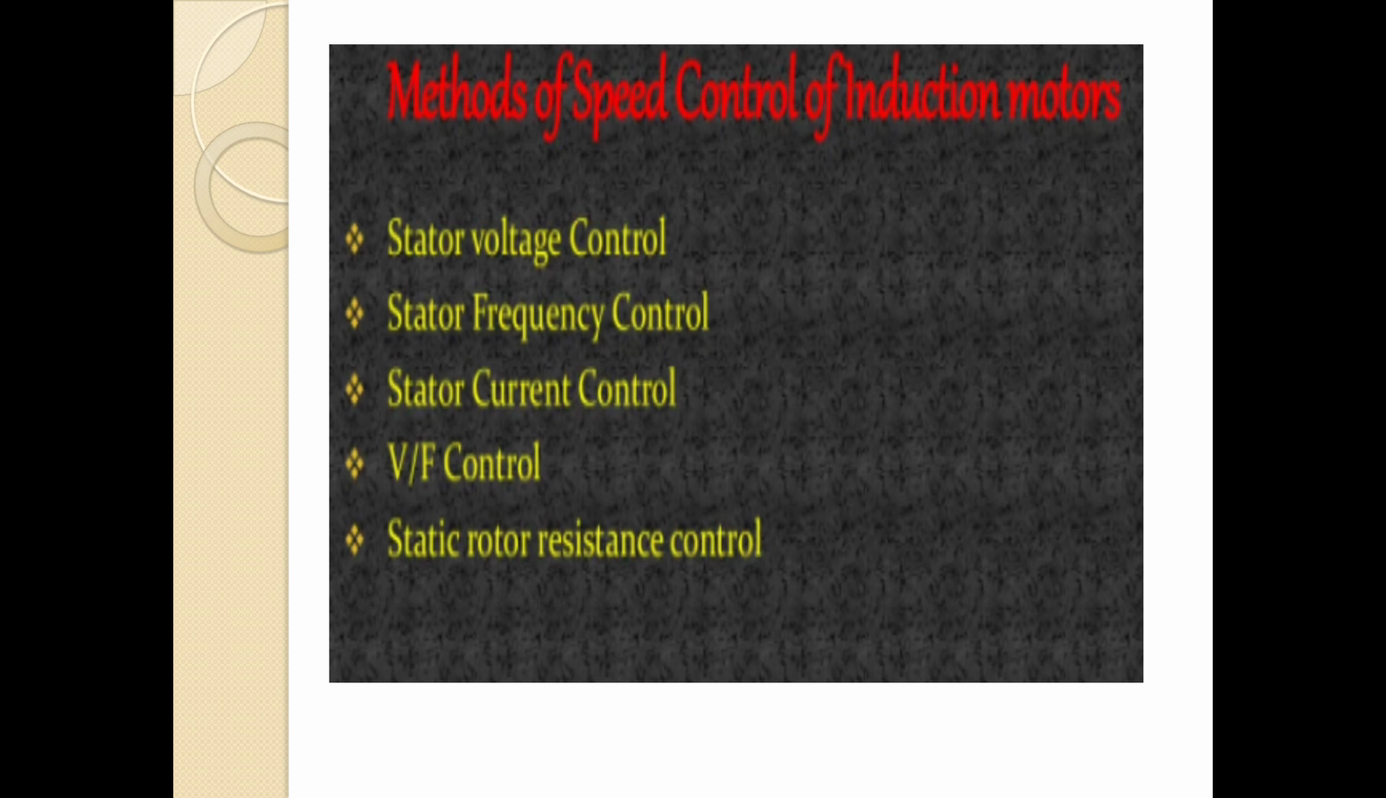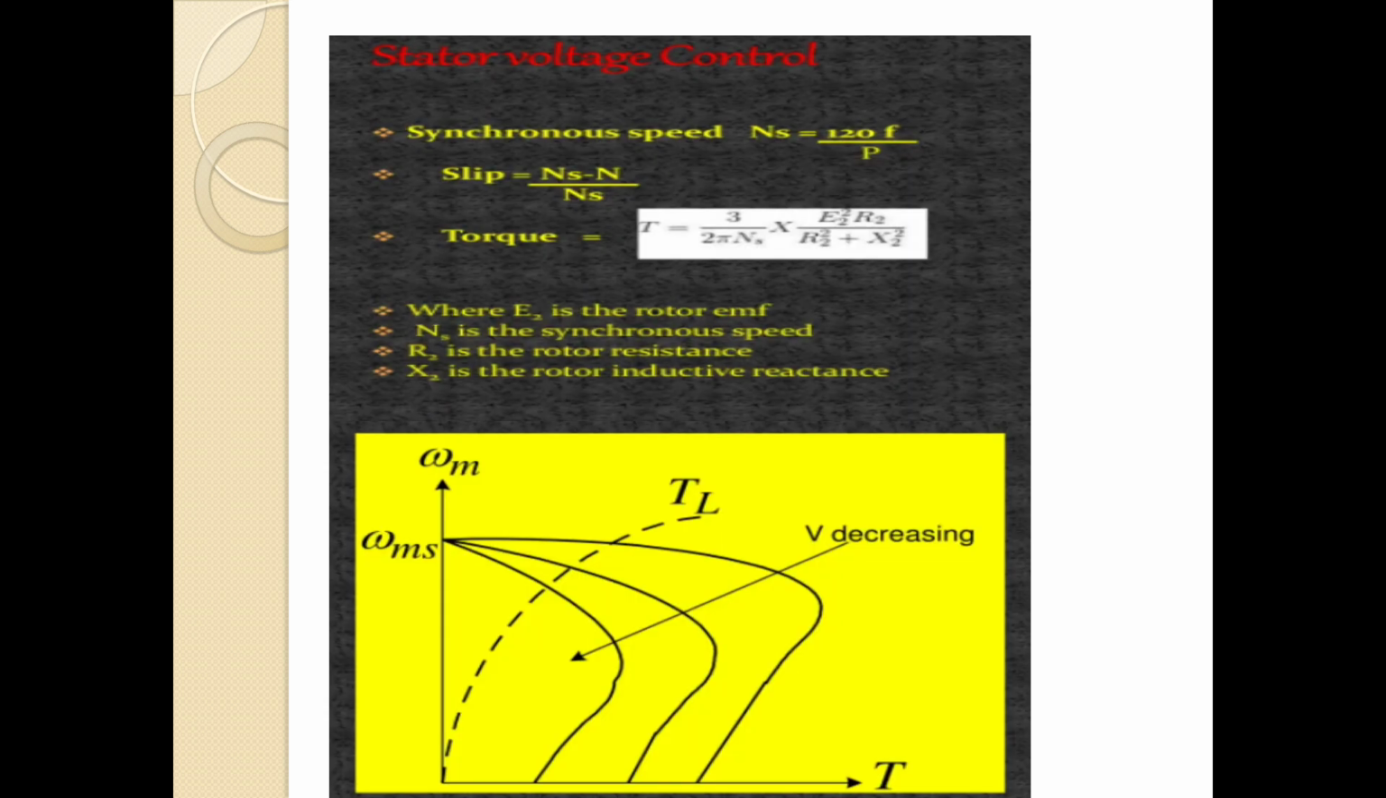Methods of speed control. Already discussed: stator voltage control, stator frequency control, stator current control, and V by F control. Stator voltage control. The speed of induction motor can be controlled by varying the stator voltage. This method is known as stator voltage control.